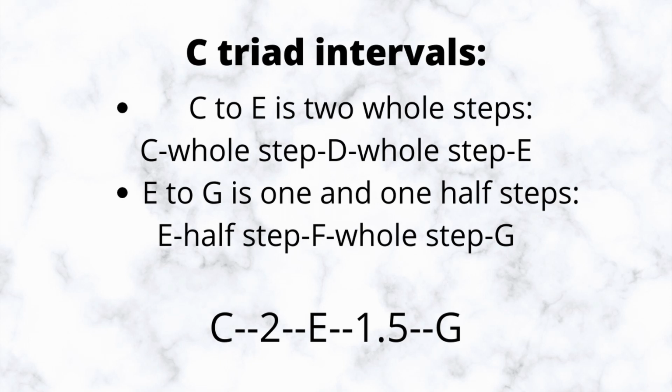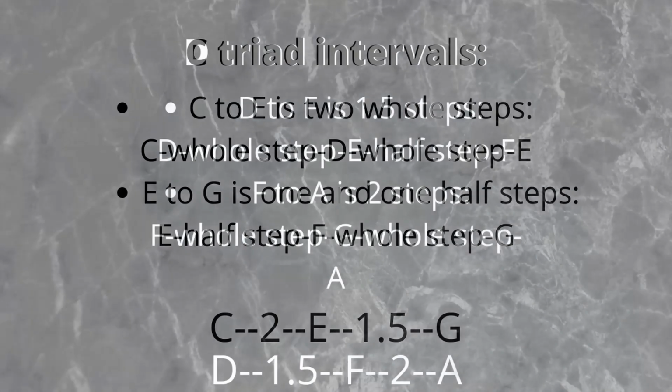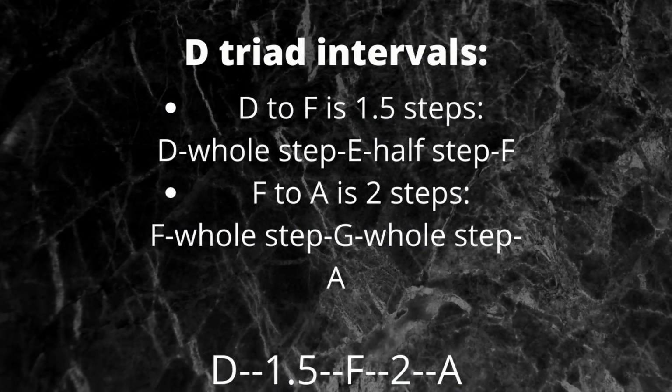Now let's do the same thing for the triad that we learned how to spell from D. The D triad had the notes D, F, and A in it. Now from D to F, we have D to E, which is a whole step, and then from E to F is a half step. So the interval from D to F, the root and the third of the D triad, is 1.5 steps.